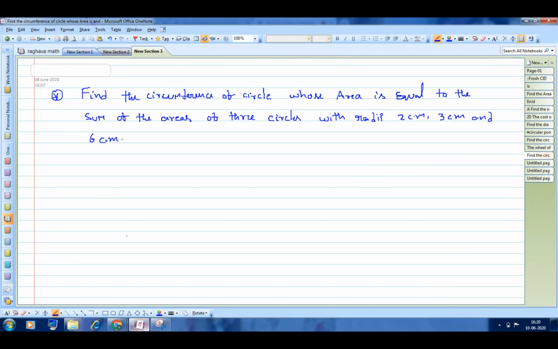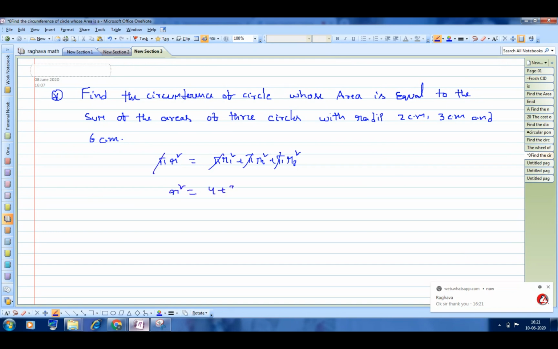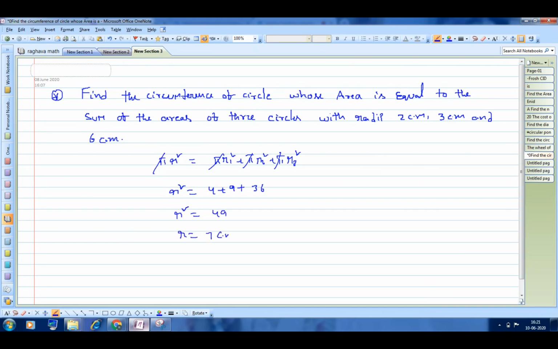Sir, radius is 11 centimeter. Let's see whether everyone got the same answer. Suppose the required circle radius is r, pi r square will be equal to pi r1 square plus pi r2 square plus pi r3 square. Because it is the sum of the areas of the three circles, r square is equal to 4 plus 9 plus 36. So r square is equal to 49. r is equal to 7 centimeter.